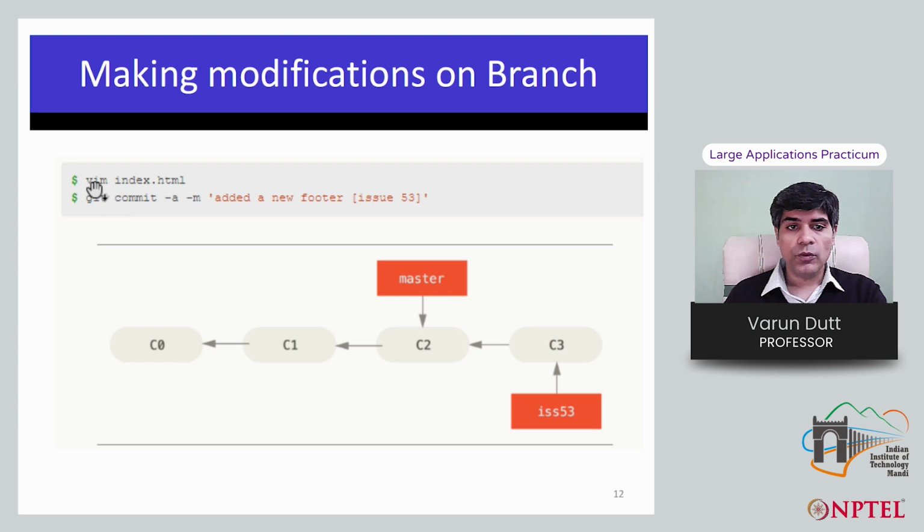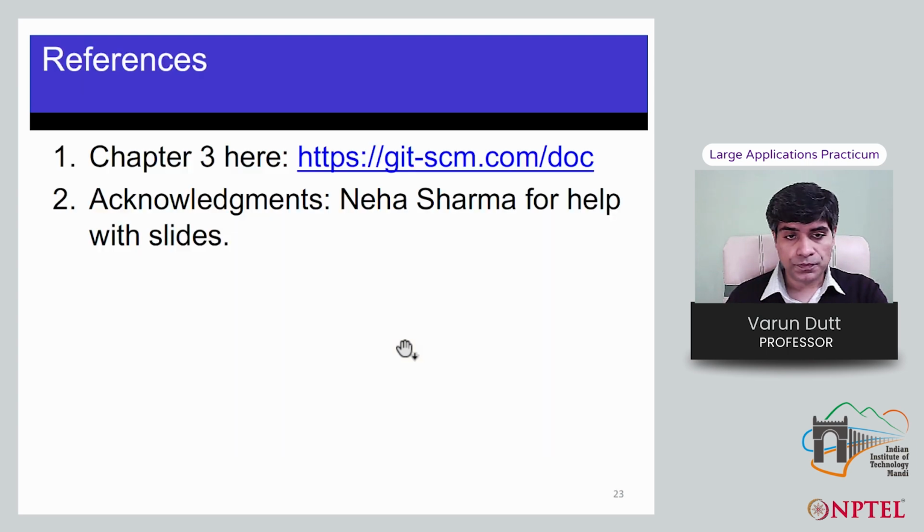Now suppose we create an index.html file in an editor like VIM, and then we save it. Suppose we have bug fixed index.html or made some modification, and now we want to commit it on the branch. So we have to add it to the stage and commit. We can write git commit -a, adding to the stage, -m, added a new footer, issue 53, and then commit it. What will happen? The pointer will move on that particular branch ISS53 and point to C3, whereas the master pointer still points to C2.